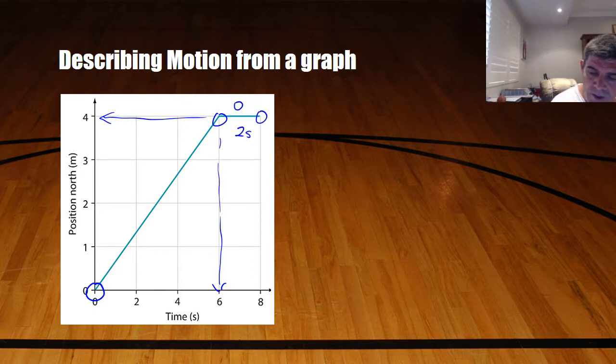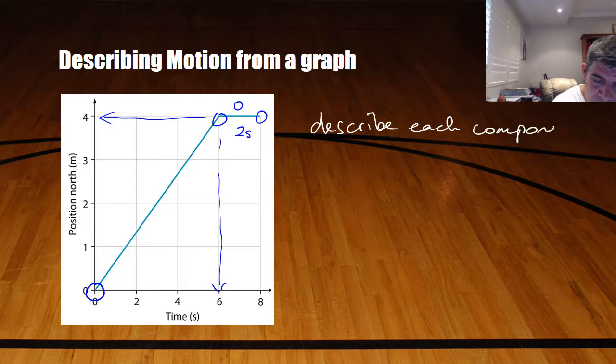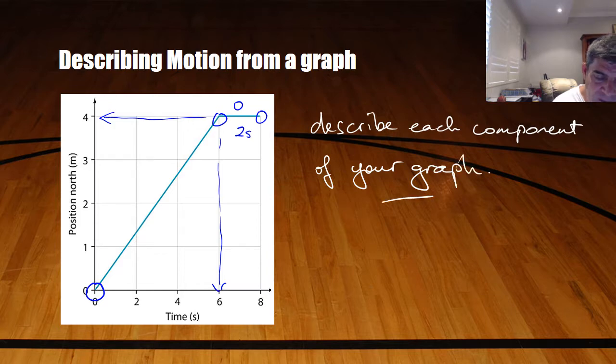So what you will do is look at and describe each component of your graph. So separate all of the different sections that you can see and describe what's happening in each of those sections.